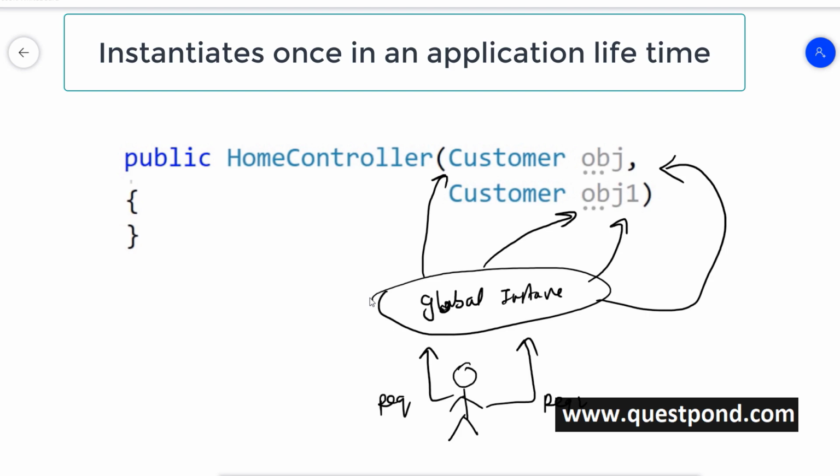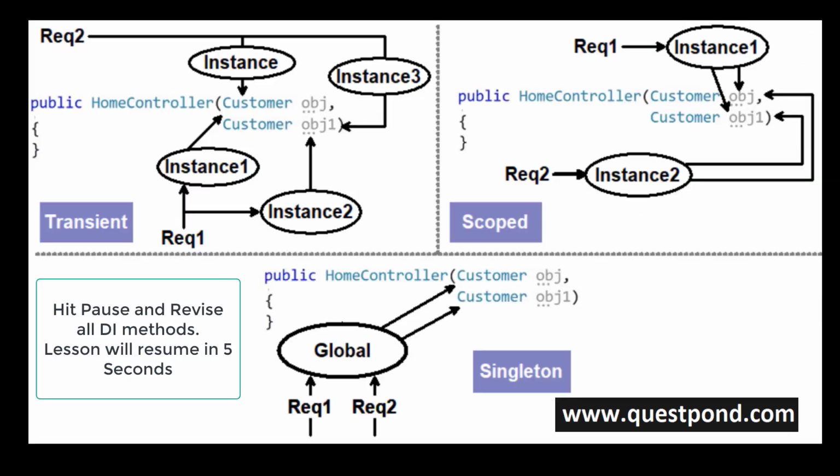If there is any other customer out there, let us say this is customer 1 who is surfing from the browser, and let us say there is user 2 who is also surfing. If he also sends multiple requests, request 1, request 2, the same instance will be used. So singleton is like a global object. The same instance is shared across all the dependency injection objects.